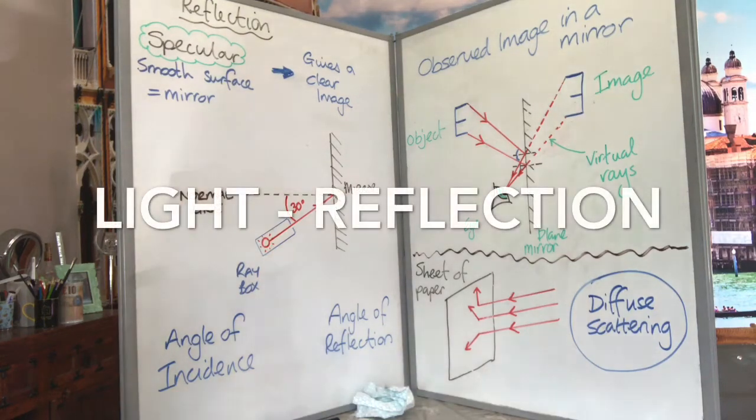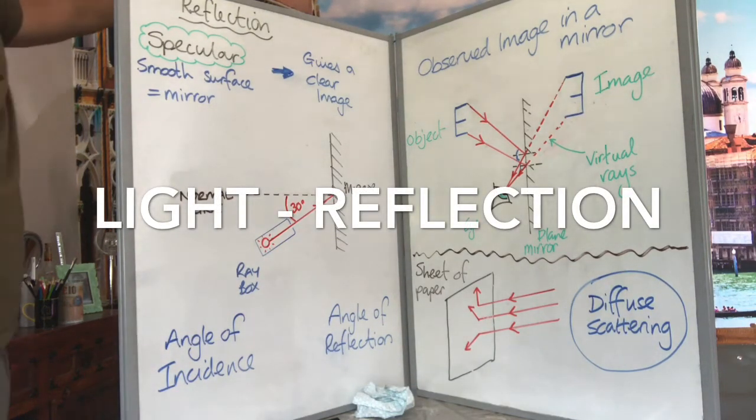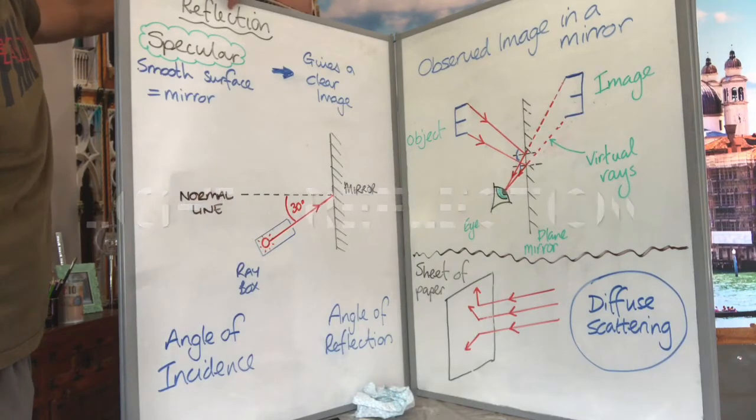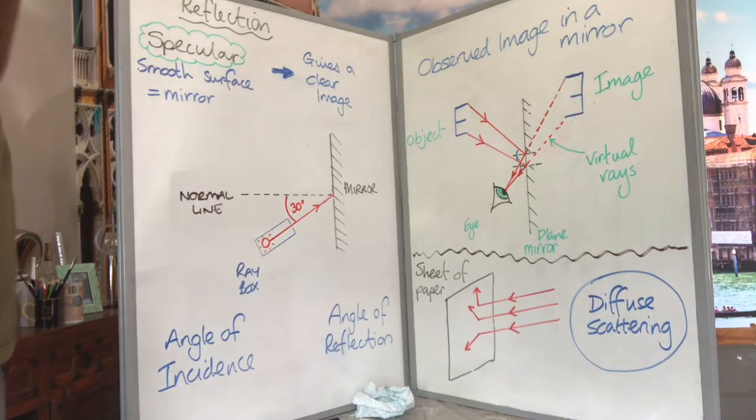Okay, let's look at reflection. Second lesson in the light series for year 7. We want to look at the types of reflection, and there are two. The first one is called specular.